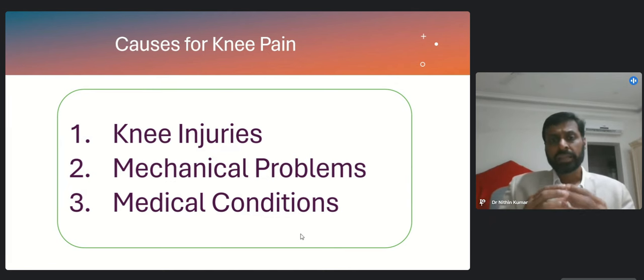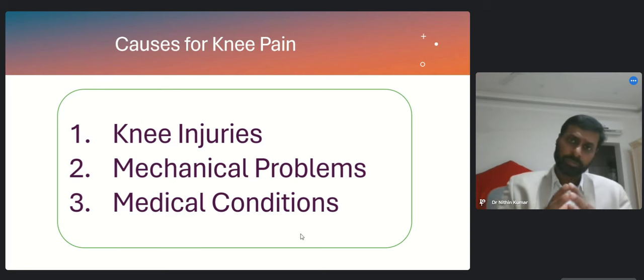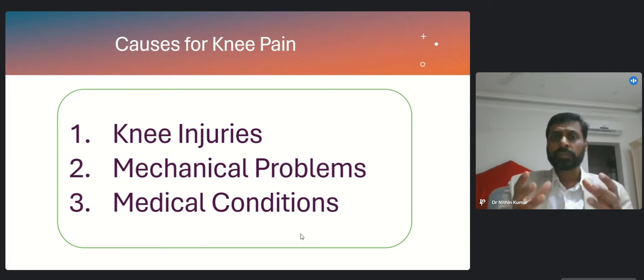And the second is mechanical problems. Mechanical problems are something you are born with. For example, the shape of the leg.